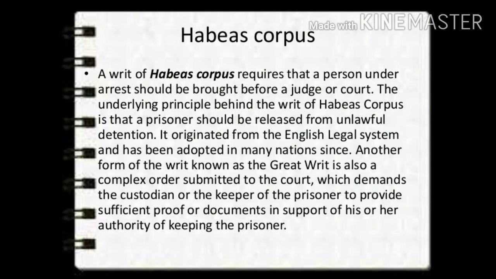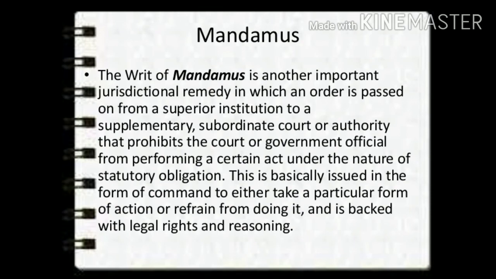The first writ is Habeas Corpus. It safeguards people from illegal arrest. What is the first writ? Habeas Corpus. It safeguards people from illegal arrest. The next writ is Mandamus. Mandamus protects the petitioner who requires legal help to get his work done by respective public authorities.